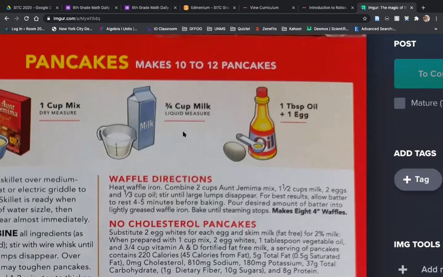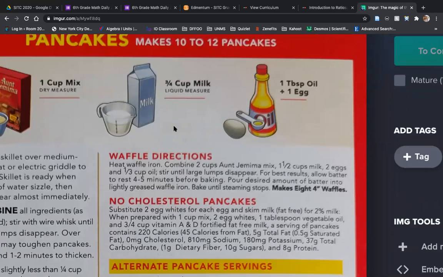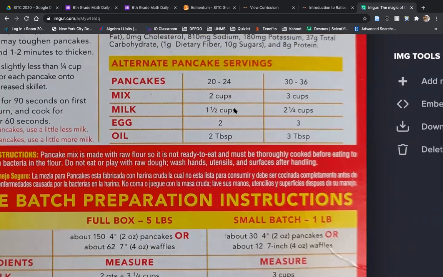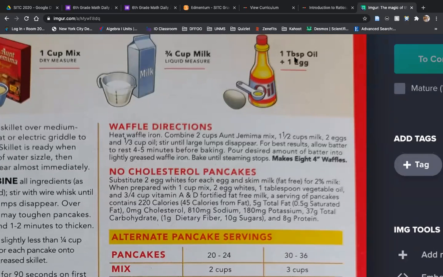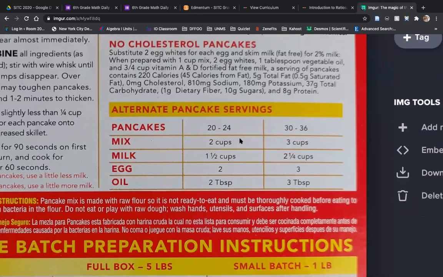Instead of saying 3/4 of a cup of milk, if you were to double 3/4, and we'll get to that later, that does give you 1.5 cups. Instead of 1 egg, it's 2 eggs. Instead of 1 tablespoon of oil, it's 2 tablespoons of oil. So that's really how ratios work. You're doubling every single thing in that recipe.